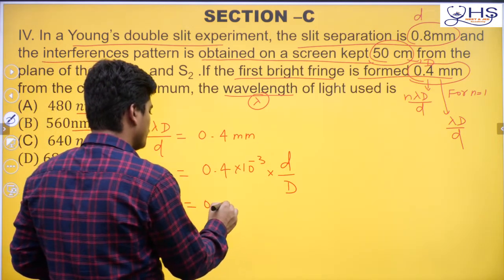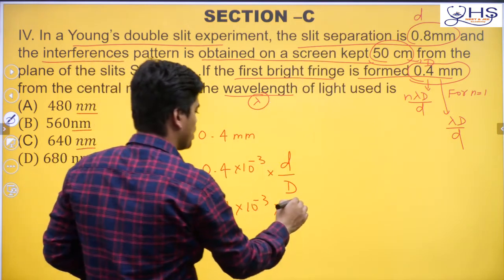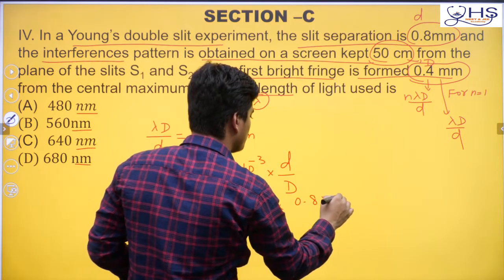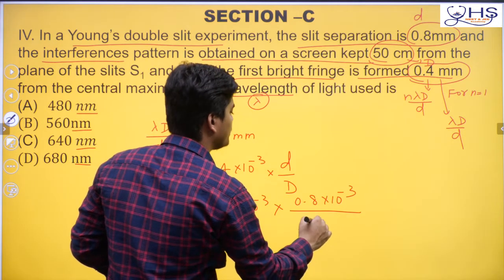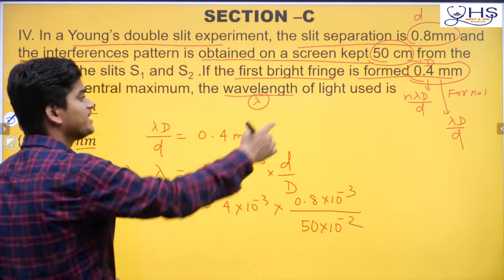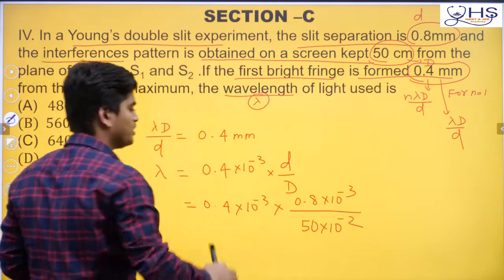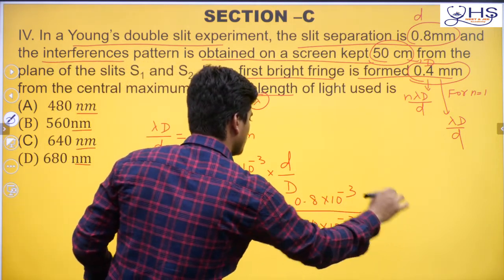So here it is 0.4 into 10 to the power minus 3. Small d value is how much? 0.8 into 10 to the power minus 3 divided by the capital D value given, 50 into 10 to the power minus 2. Okay, because it is centimeter, that's why 10 to the minus 2 meter. Everything I converted to meter. So whatever this answer is, everything is in meter only.